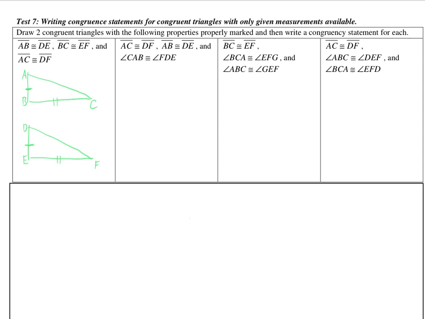All right. Our last piece is AC is congruent to DF. So AC's right here, mark 3 marks, is congruent to DF, which is right there. Boom. I just drew two triangles, marked it according to the information given, and I made two congruent triangles.